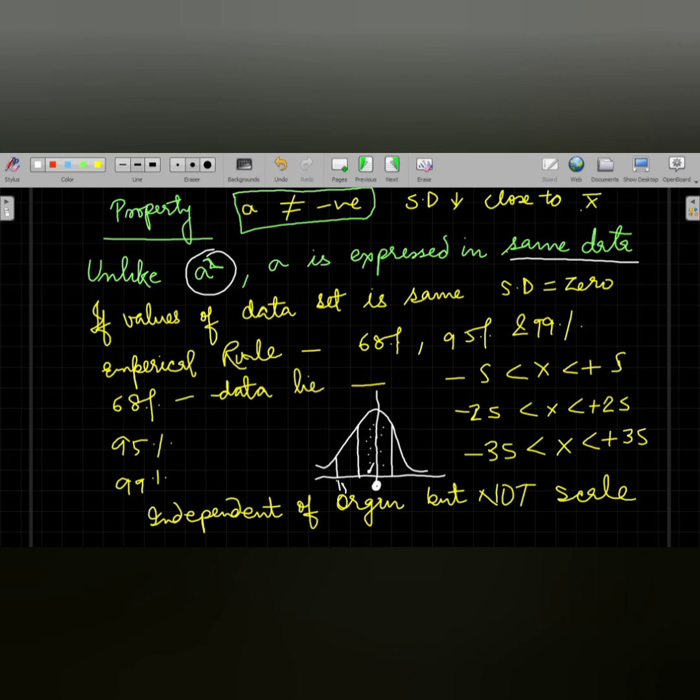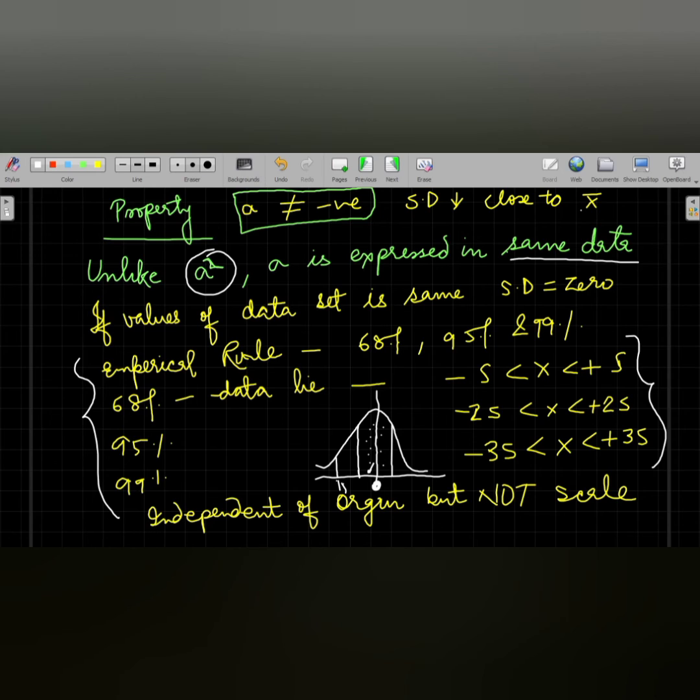Empirical rule: 68%, 95%, 99%. The 68% says where the data will lie: mean minus s less than the data set less than mean plus s. So these are the empirical rule. This is also very important, you can just note it down.